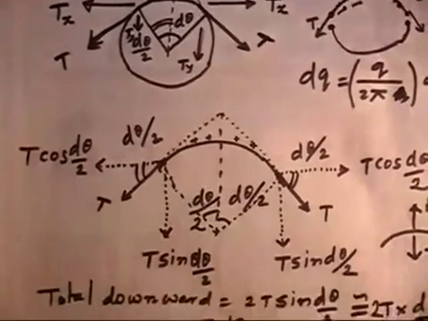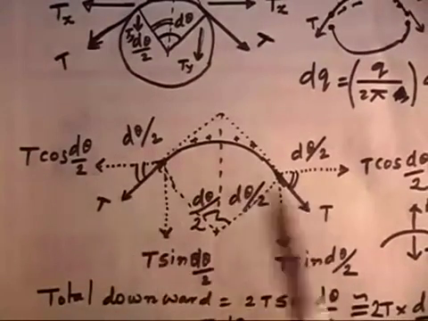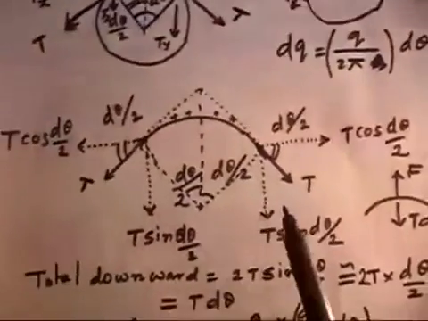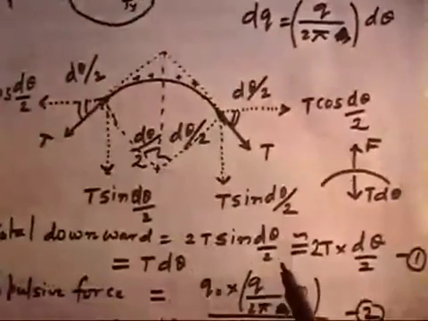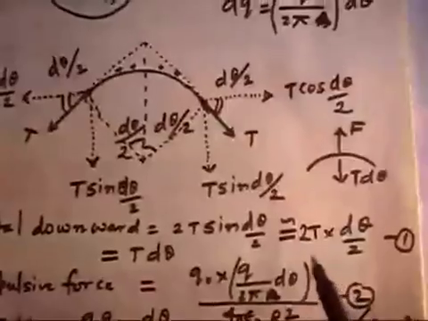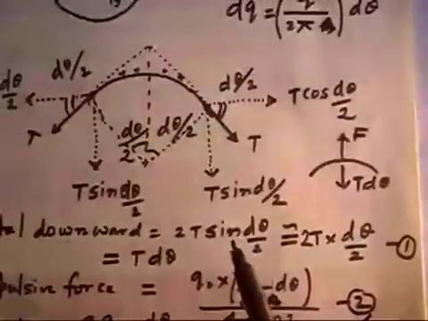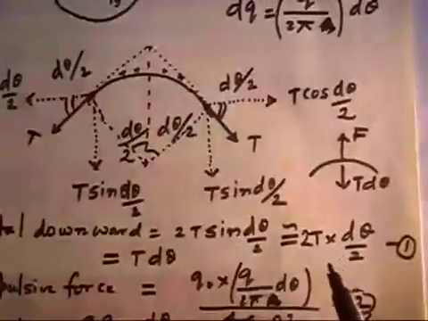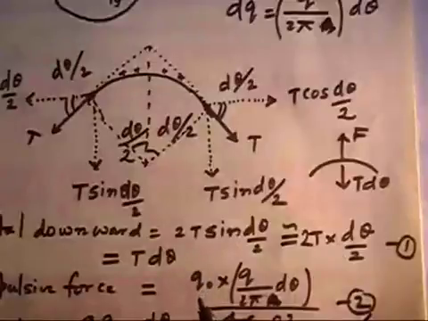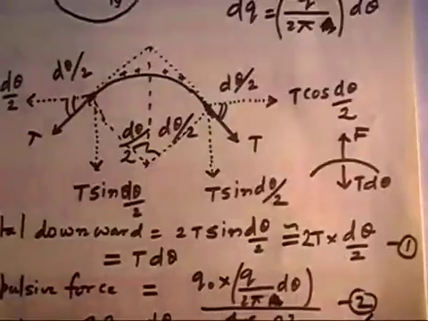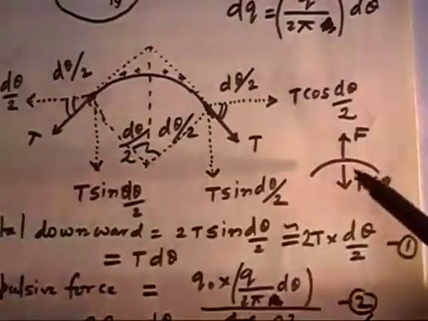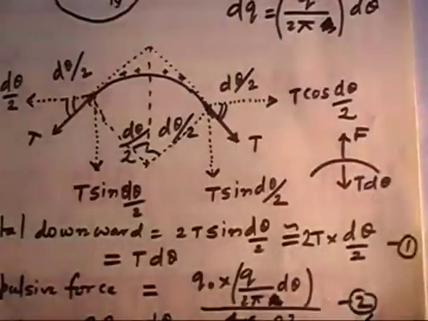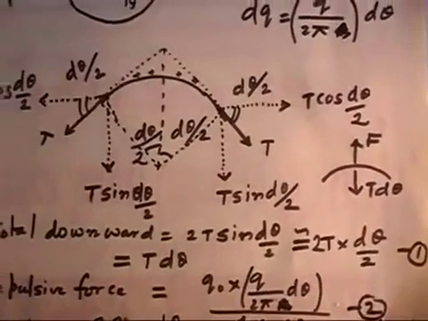So in this direction these forces will cancel out. In the downward direction the total force will be 2T sin d theta by 2. If d theta is very small, sin of d theta by 2 can be written as d theta by 2. So this becomes T d theta. This is the total force on the ring, in the vertical downward direction. So this force T d theta is acting vertically downward. Let me wait for some time so that you can copy.